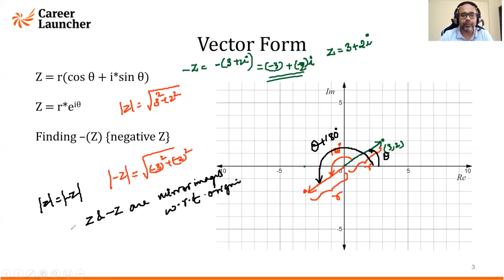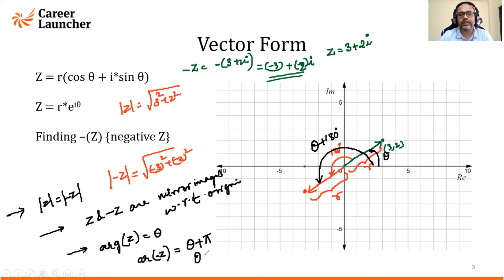And the third point you will notice, the first point, second point, and the third point: if the argument of z is theta, then the argument of minus z will be theta plus pi or theta plus 180 degrees.